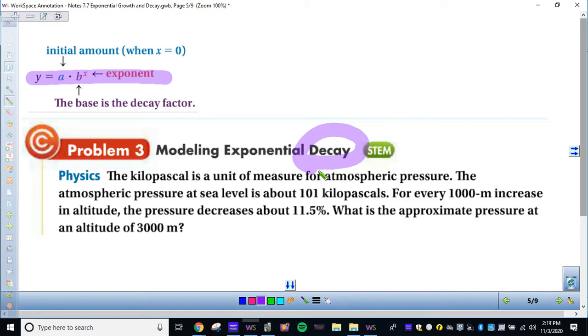So we're going to highlight some key information on this problem. First key information is we start at 101 kilopascals. I'm highlighting the kilopascal because that's going to be your unit at the end of the problem. And then, this is really important here, for every 1,000 meter increase, because that's going to determine our exponent. So we're talking in thousands. In altitude, the pressure decreases. We already know they're talking about decay, but if they didn't tell you at the beginning, the decrease portion of the problem would tell you that it's decay. So it decreases 11.5%. And we want to know the approximate pressure at an altitude of 3,000 meters.